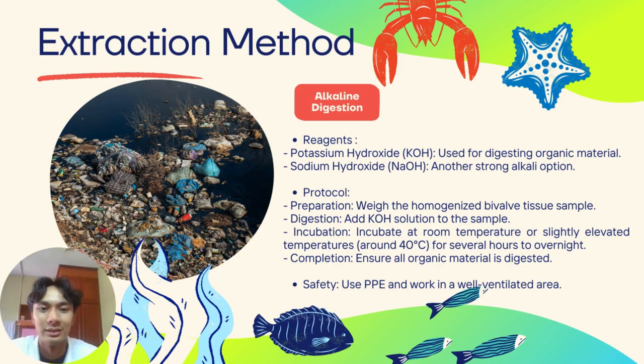Next, for the alkaline digestion, the reagent that will be used is potassium hydroxide for digesting organic material. Other than that, we can also use sodium hydroxide. For the protocol, the preparation, as always, we must weigh the homogeneous bivalve tissue sample. And for the digestion, we must add our potassium hydroxide solution to the sample.